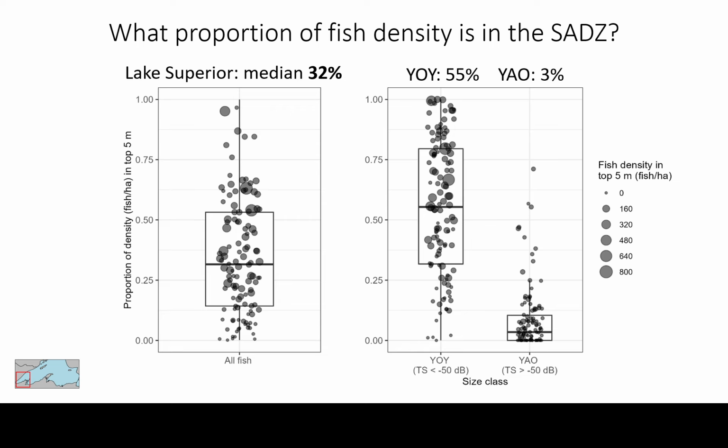Looking at it proportionally of overall fish targets in the water column, in Lake Superior, we found there was a median of 32% of total fish targets in that upper 5 meters of the water column. When we break that out into different size classes, looking at young of year fish and then yearling and older fish, a dramatic difference: we really are seeing over half of the young of year fish in that year in Lake Superior were in the top 5 meters, whereas it was not as big of an impact for yearling and older fish.